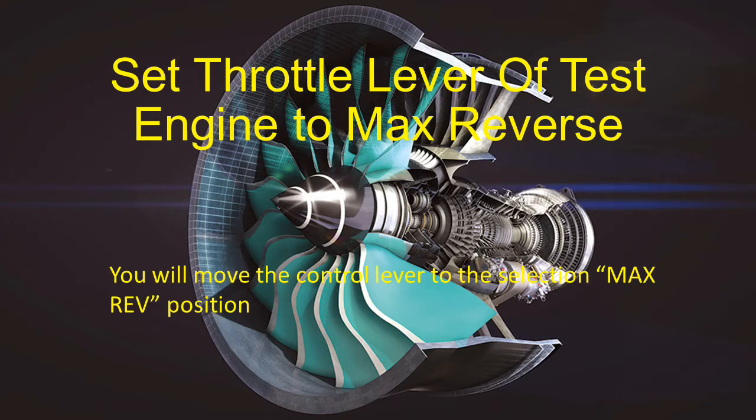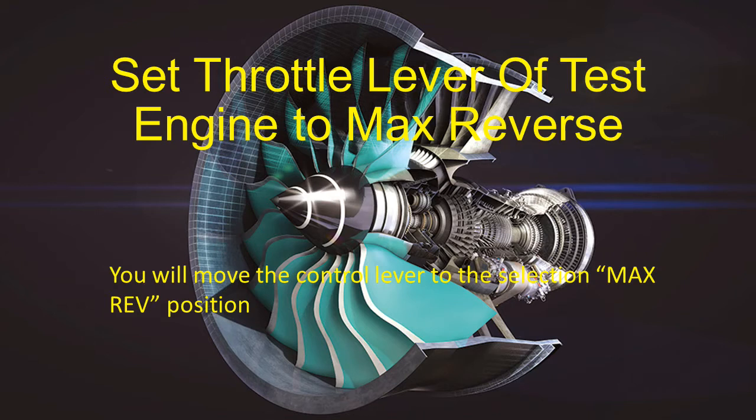Okay, so then after it's done, because it's going to be running, it's going to automatically show up a message that's going to say set throttle lever of test engine to max reverse. You may see that on a test. So if we do an operational test of the thrust reverse system, and you select start test, you confirm the start of the test and let it do its thing, and then at the end, it's going to say set throttle lever of test engine to max reverse. Okay, so that's what you're going to do, is put the throttle control lever in the max reverse position.